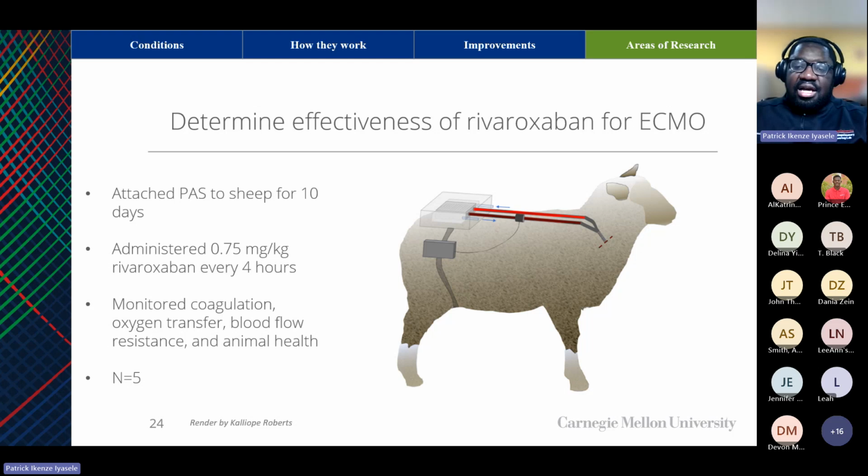We administered a 0.75 milligrams per kilogram of sheep weight dose of rivaroxaban every 4 hours, which is a much higher dose than what would be in humans. A normal human dose is 15 to 20 milligrams of rivaroxaban once daily. Sheep process rivaroxaban much faster than humans. We monitored the blood coagulation, the oxygen transfer capability of the system, blood flow resistance, and the animal's general health. We conducted 5 trials of this study.